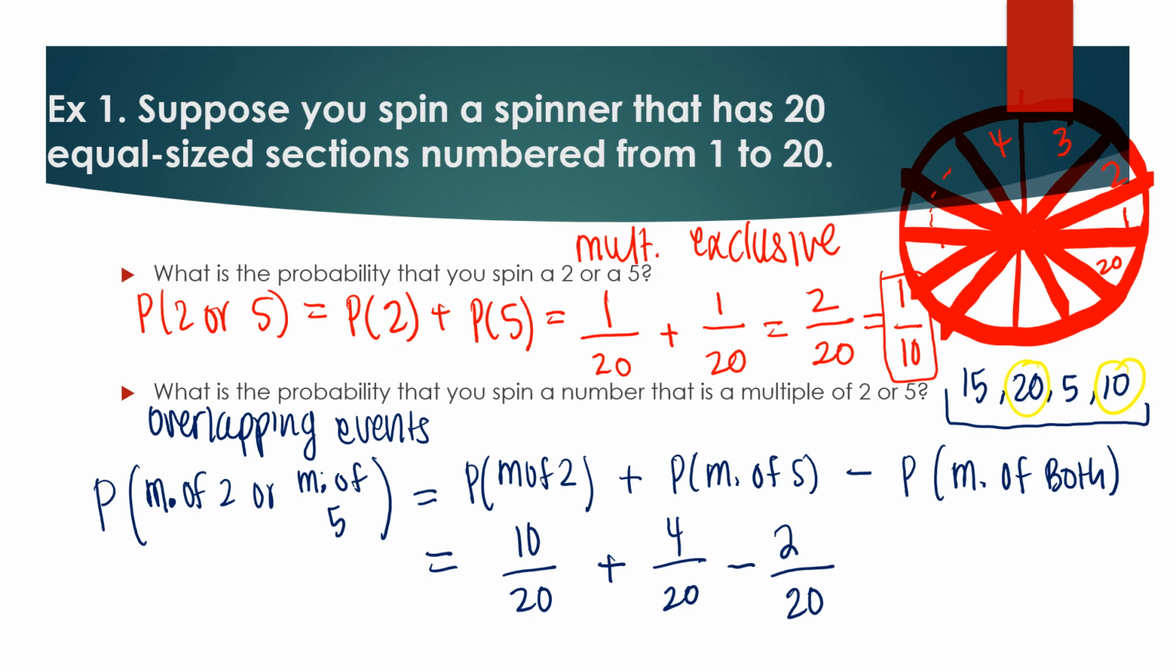So notice all my denominators are the same. That should always be true. Okay, and then I'm just going to go ahead and add these. So that would give me 12 over 20. And then go ahead and simplify. So I could divide both of these by 4 and I get 3/5. So that would be my answer.